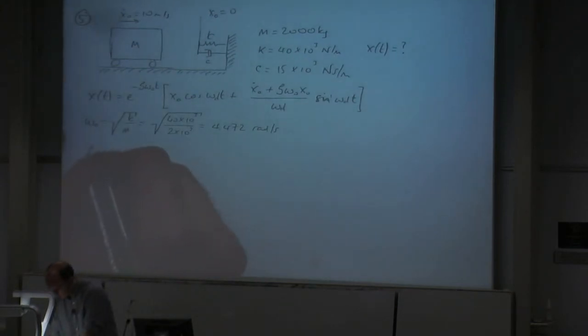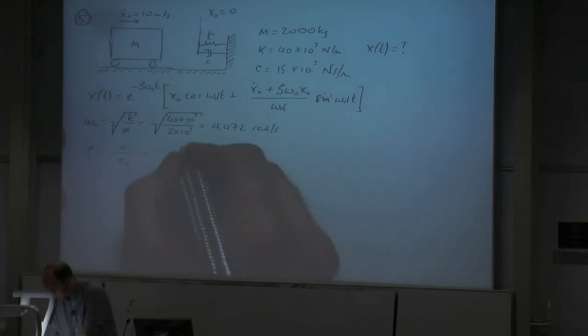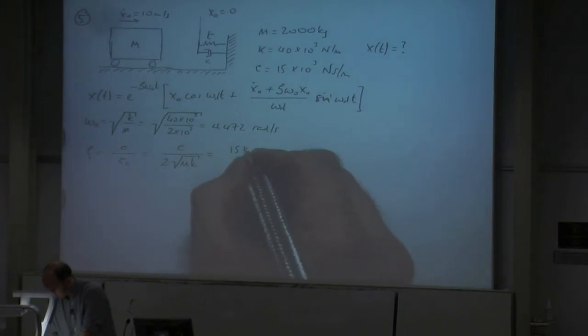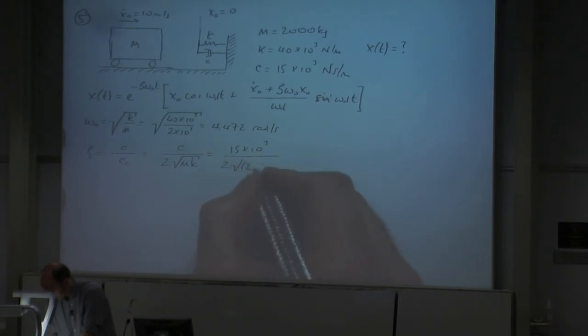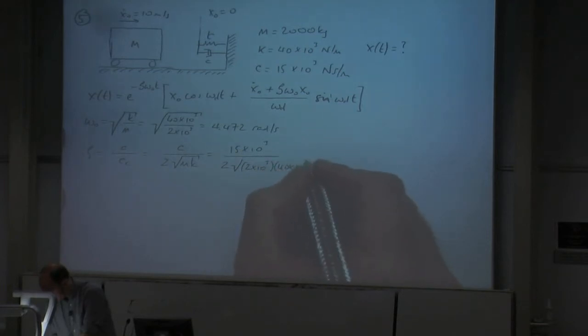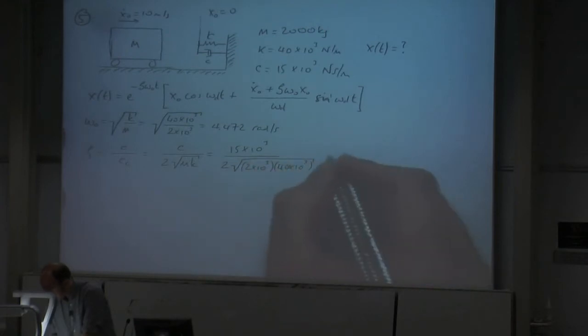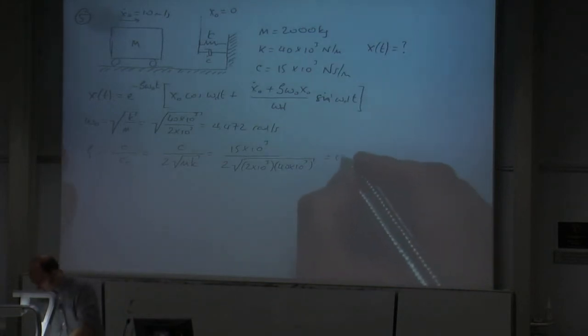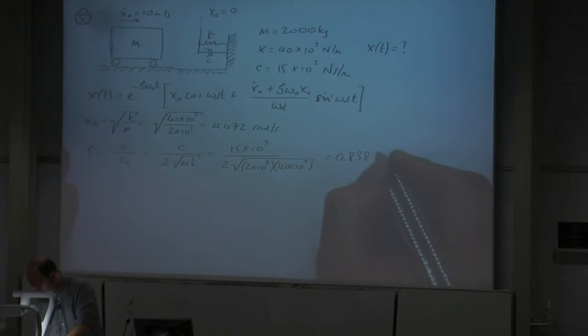Now find zeta. That's going to be C divided by C critical, that's C over 2 root mk. So that's 15 times 10 to the 3 divided by 2 times the square root of 2 times 10 to the 3 times 40 times 10 to the 3. And if you do the sums with that, you get 0.8385.